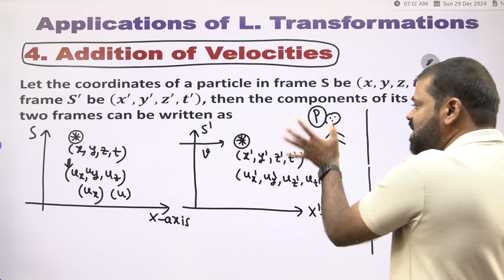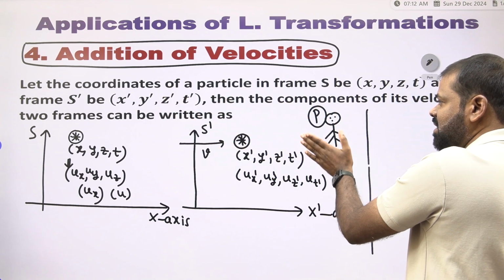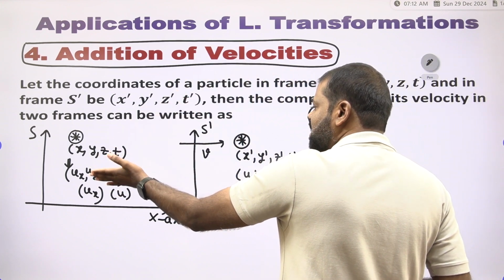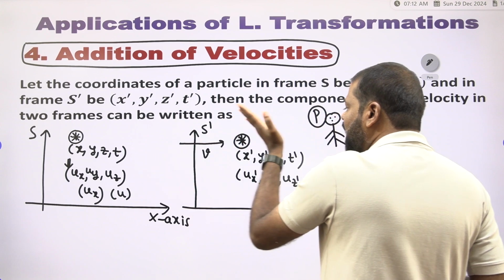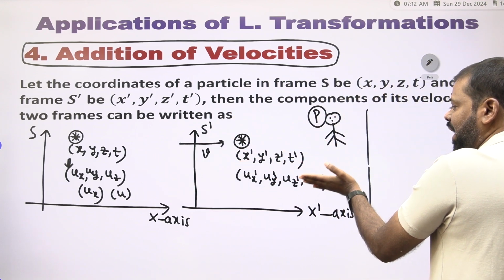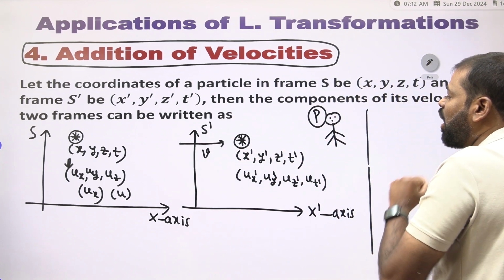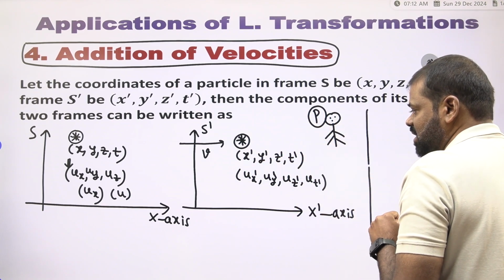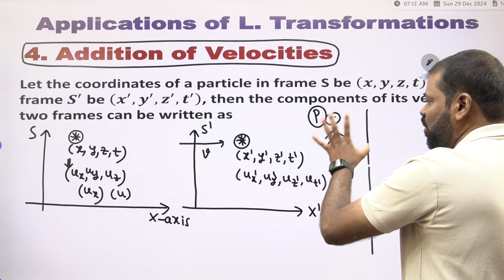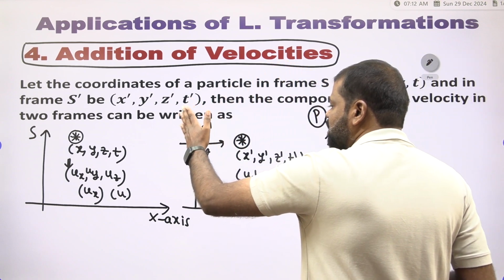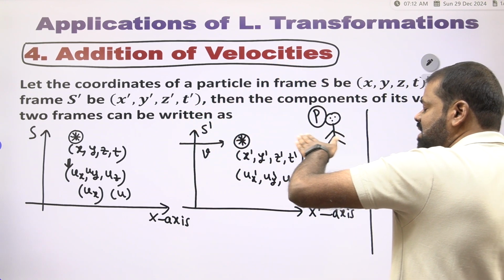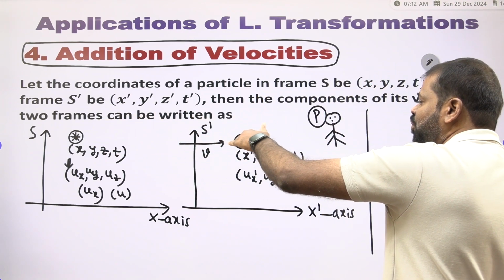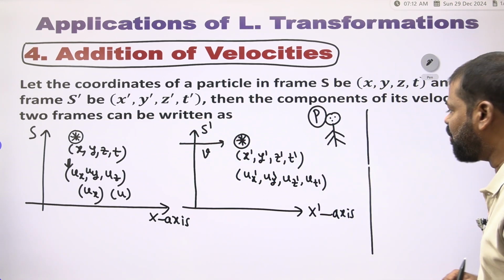In the S dash frame the coordinates are x dash, y dash, z dash, t dash. Then the components of the velocity are u x, u y, u z and u x dash, u y dash, u z dash. These are the components of the velocities, clear. Now this S dash frame is moving along the x axis with respect to S with velocity v.